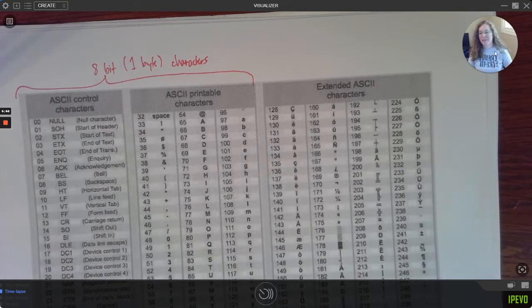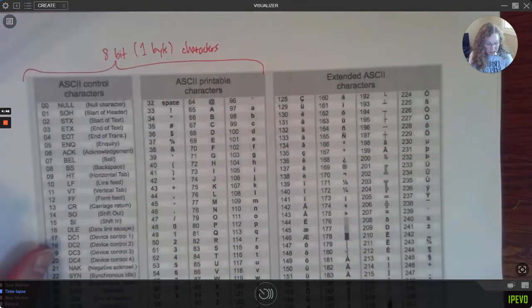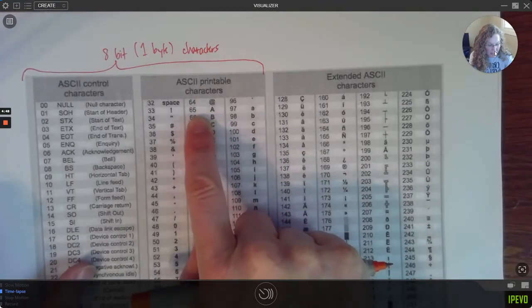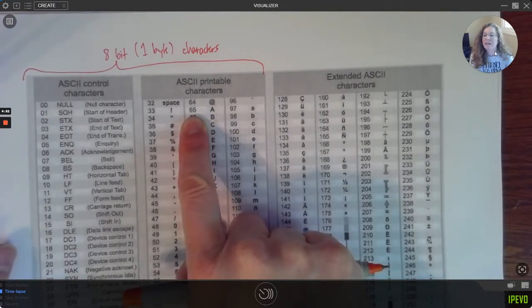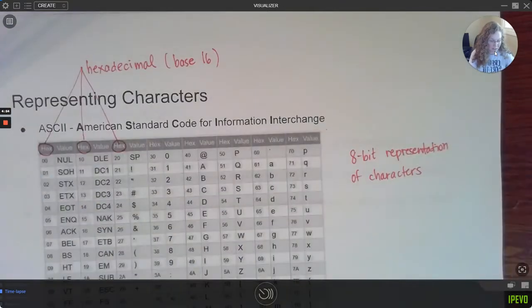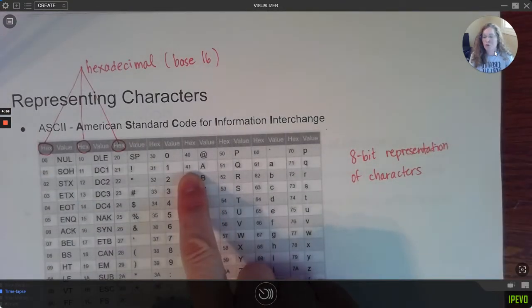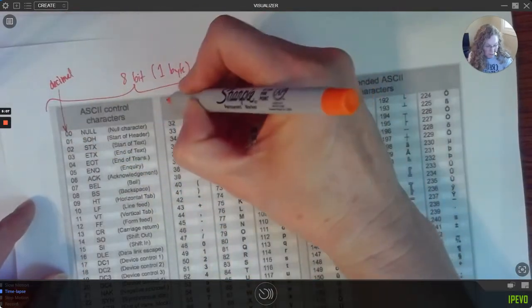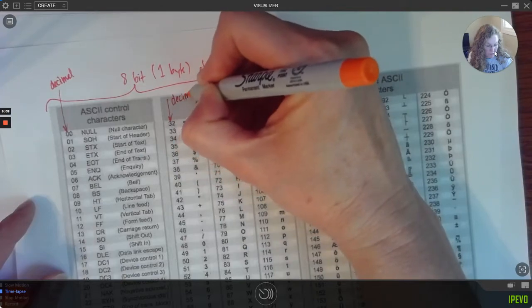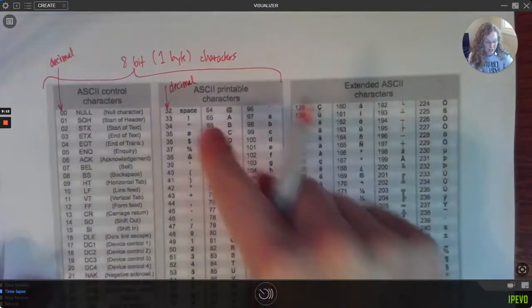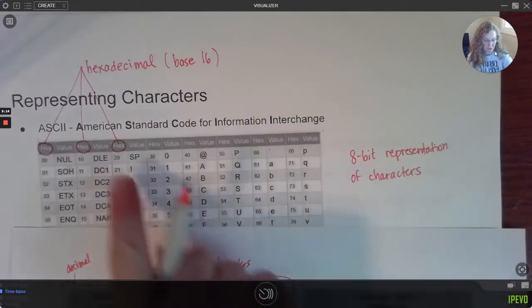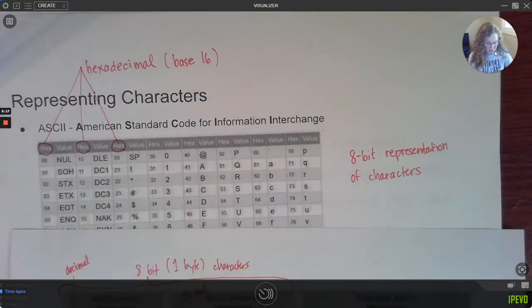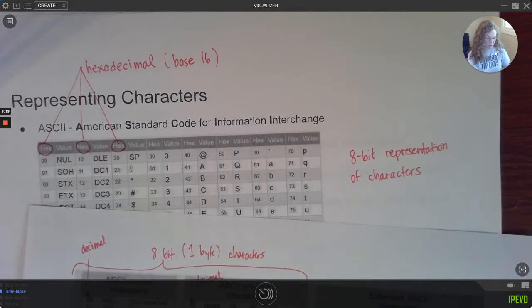One thing to notice about this table, though, for example, is that capital A has a value of 65 here in this table, and in this other table, capital A has a value of 41. This one is telling you it is hex, and this one is actually a decimal value. So if you use this table, make sure you recognize these are decimal values. If you use this table, make sure you recognize that these are hex values, because that makes a difference. It's a different number system.